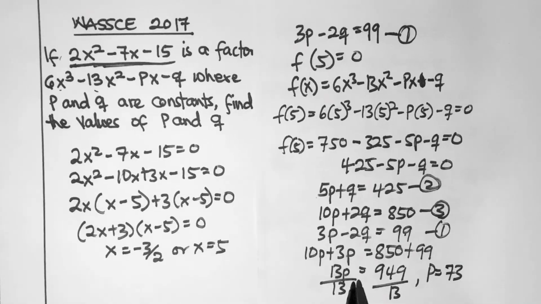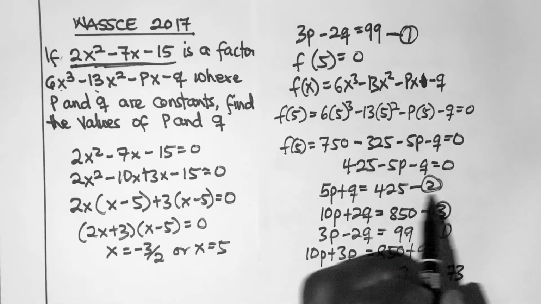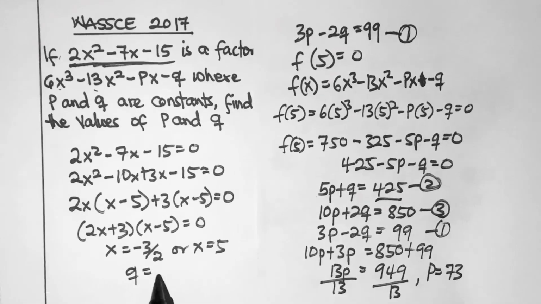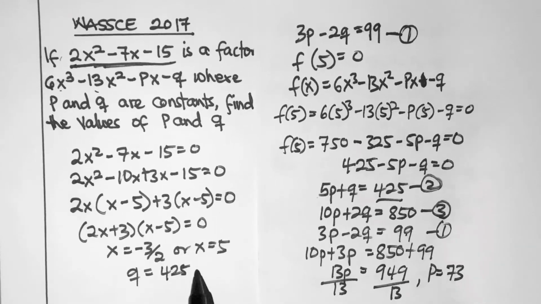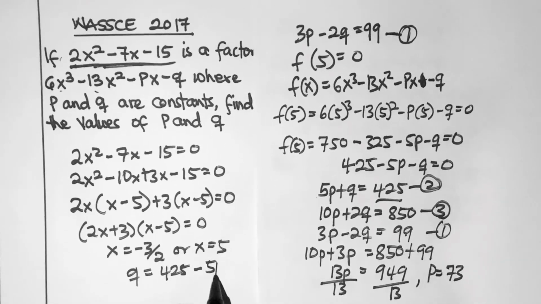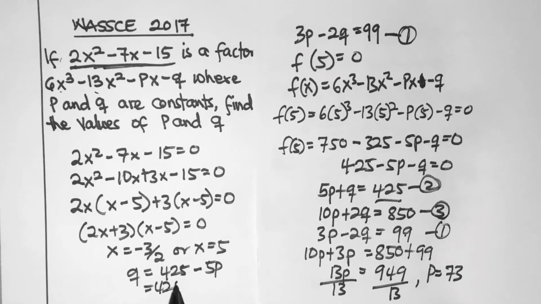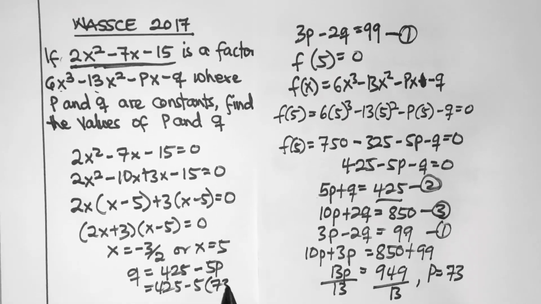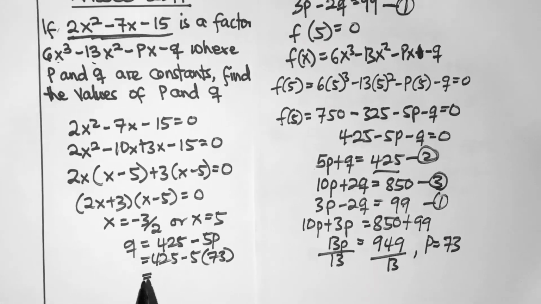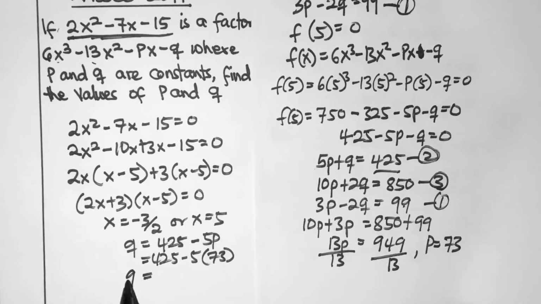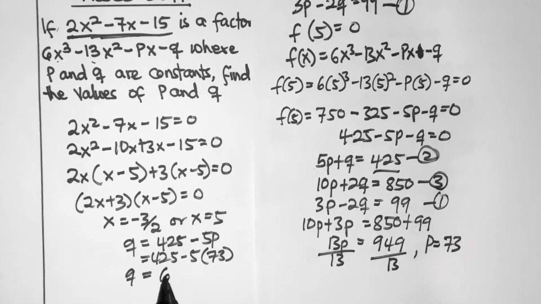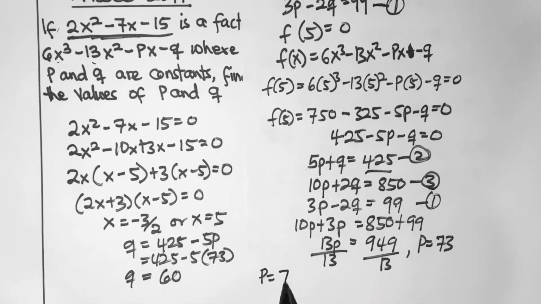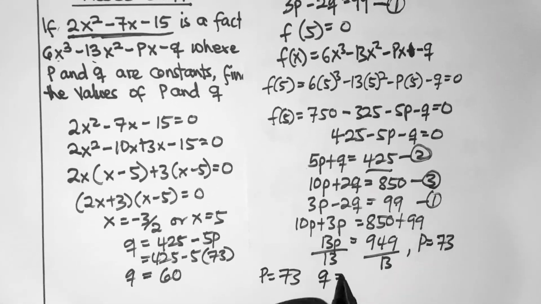So having gotten the value of p, we know that from equation 2, q is equal to 425 minus 5p. So this is 425 minus 5 times p, which is 5 times 73. And then if you compute this, you will get q to be equal to 60. So the value of p is equal to 73 and the value of q is equal to 60.